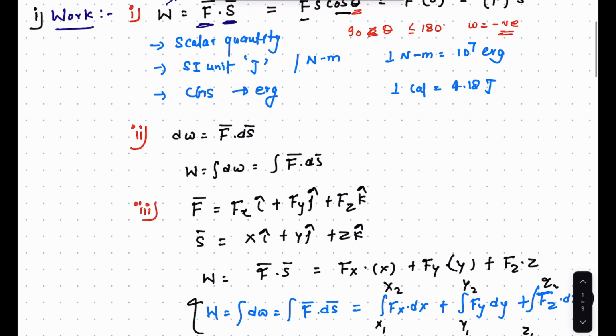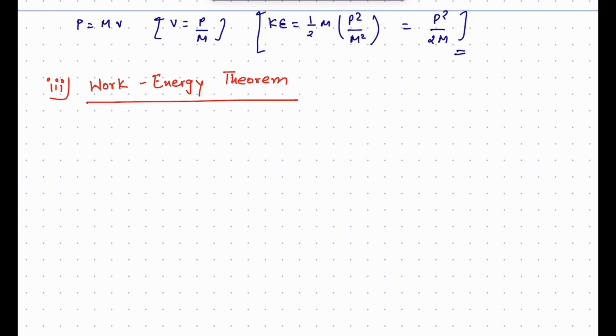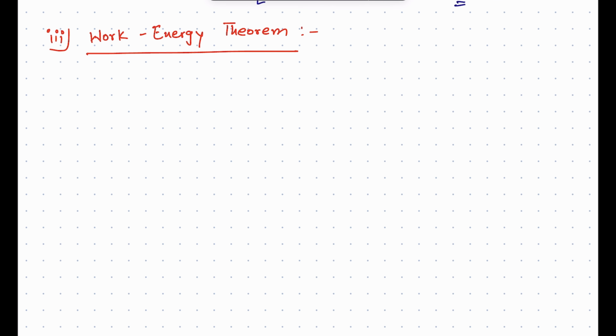So we have discussed work and kinetic energy. Now let's go to the work energy theorem. Now this work energy theorem is a key factor of this chapter, a very important theorem. So let's go to the definition of work done. Work done is dW equals F vector dot ds vector.